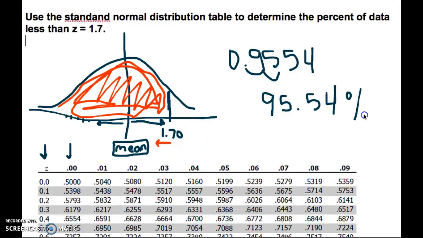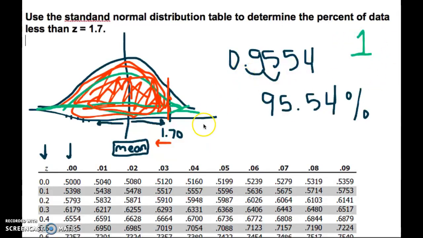So here's one way of looking at it. If this is the entire curve, from here all the way over here, and I color it all in, and I go all the way out to the left and all the way out to the right, essentially my area is a whole one. It's a whole normal curve. But because I'm stopping my curve at 1.7, and I only want the values over here to the left of 1.7, I'm actually looking at 95.54%, not the whole curve.